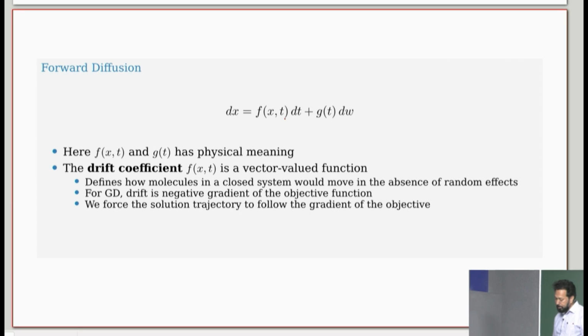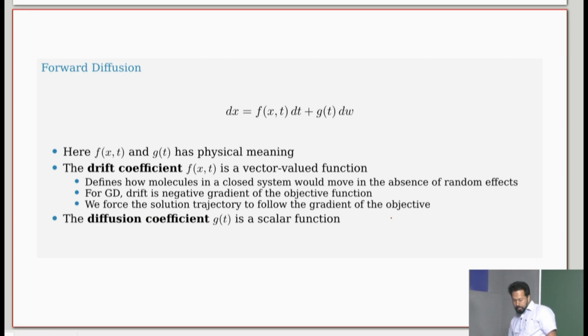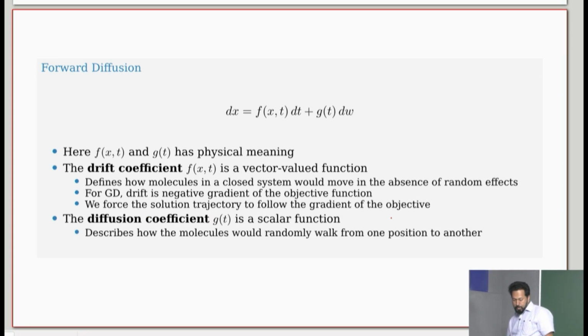Basically, in the GD case, this drift forces the solution trajectory to follow the gradient of the objective. And g(t) is the diffusion coefficient. It describes how the molecules would randomly walk from one position to another. The drift is like the overall average behavior of these molecules; in the case of gradient descent, on average it will go to the minima. There is randomness, so that's why we say on average, and the diffusion is how much fluctuation it is going to do from one position to another, how much randomness there will be. It will be a zigzag motion in the case of stochastic gradient descent.